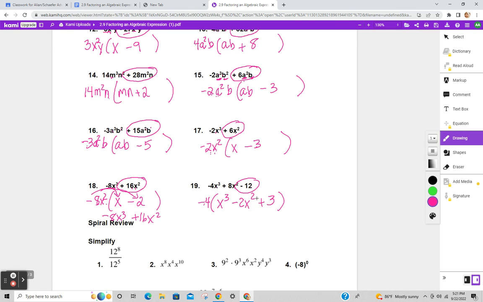And this concludes this lesson on factoring algebraic expressions.